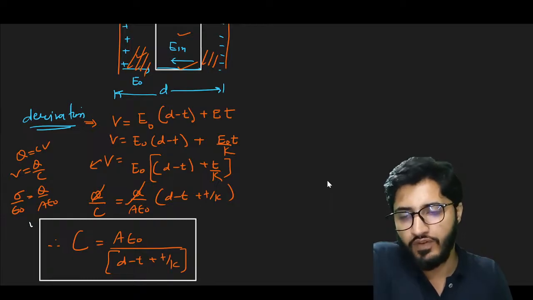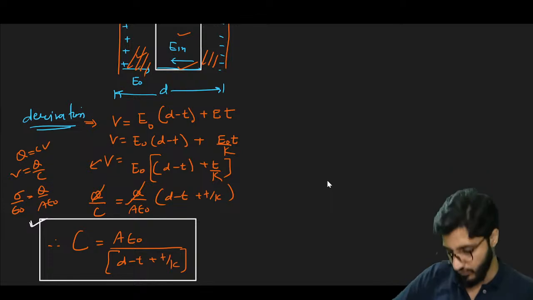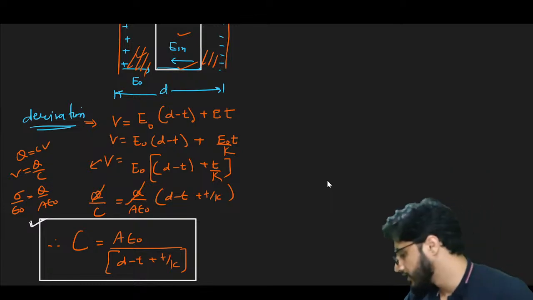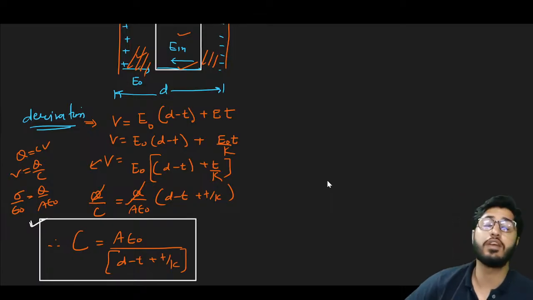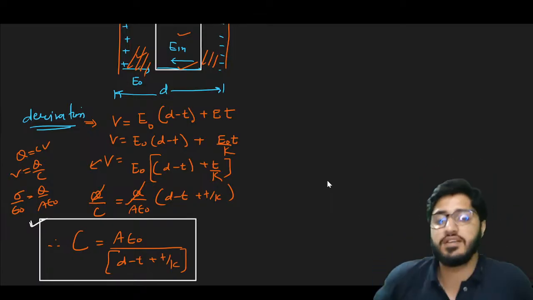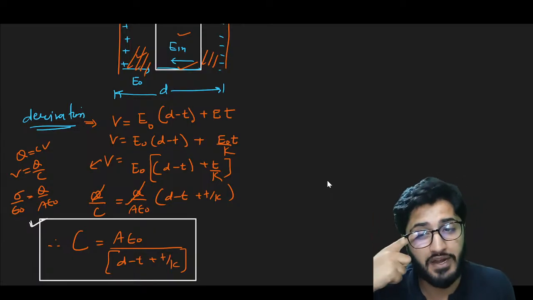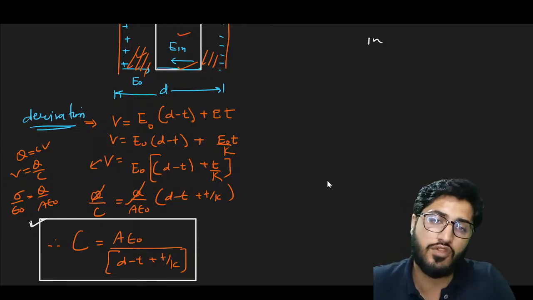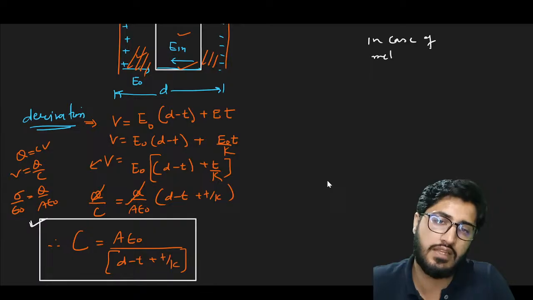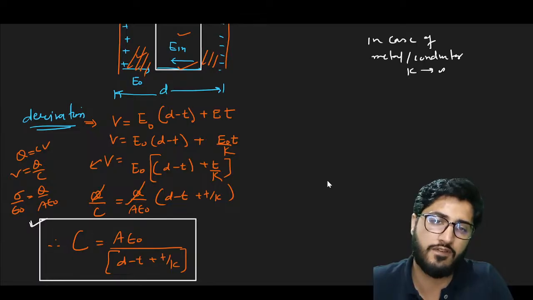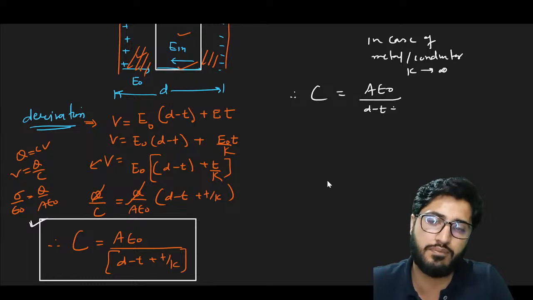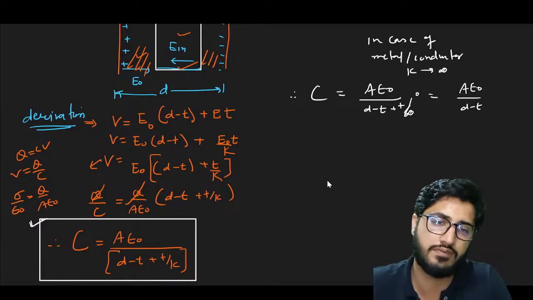Think about it. Whenever you are introducing a dielectric in between the capacitor plates, the capacitance of that capacitor will be equal to A epsilon naught divided by D minus T plus T by K. In case of a metal or conductor, K tends to infinity. So therefore, C equals A epsilon naught divided by D minus T plus T by infinity. This will be 0. So I will write A epsilon naught divided by D minus T.